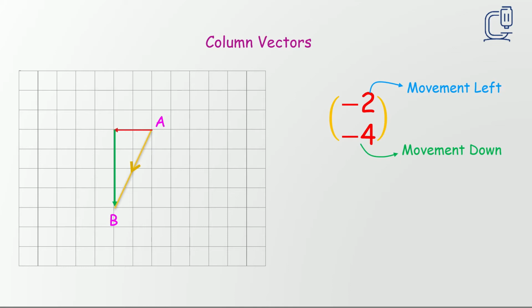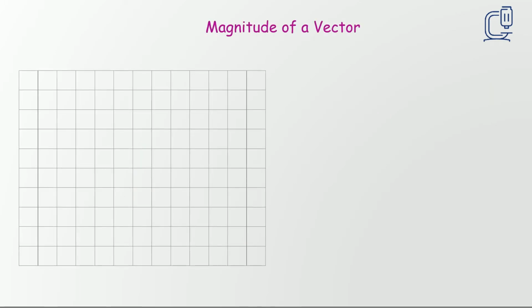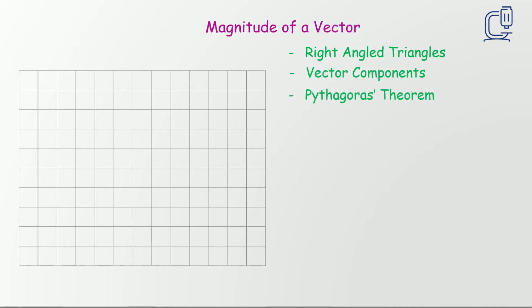We will go through examples further in this video to make sure you understand this and how we can use this right angle to come up with magnitudes of vectors. So let's now look at the magnitude of a vector, or put another way, the length of the arrow. As mentioned previously, vector components make right angled triangles, so we can use vector components and Pythagoras' theorem to find the magnitude of the vector.